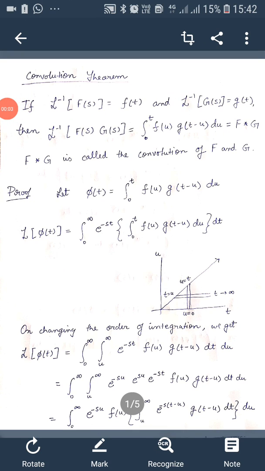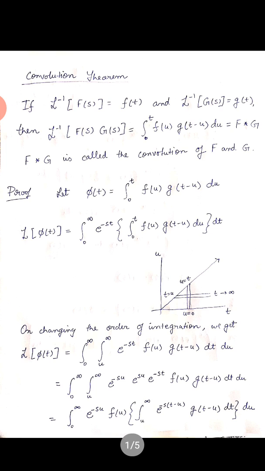In the previous lecture, we have discussed different methods of determining inverse Laplace transforms. So in this lecture, we will introduce the concept of convolution. This has a lot of applications, but in this lecture, I want to make you familiar with the concept of convolution, especially for the Laplace transforms.